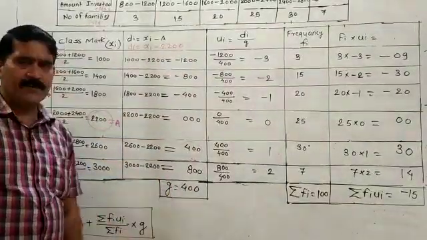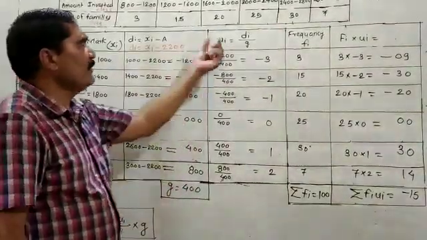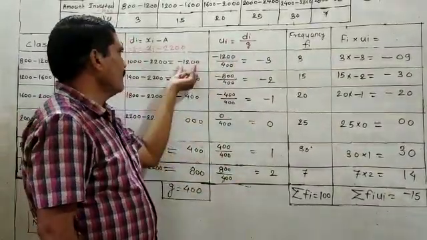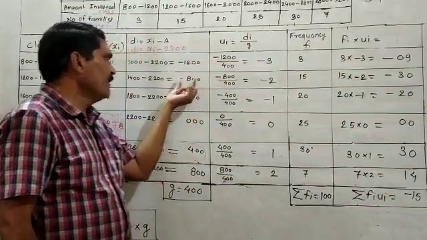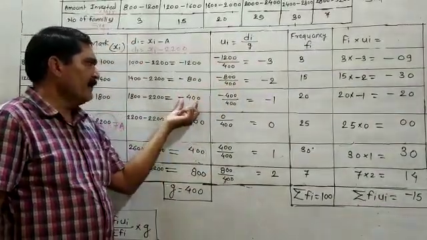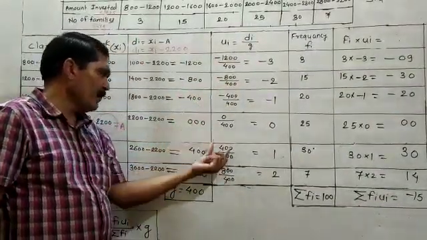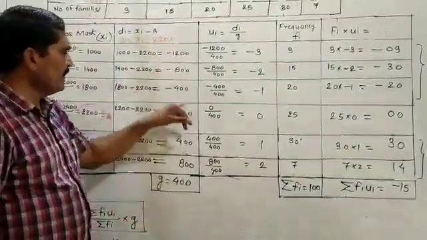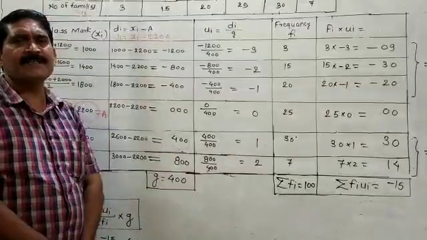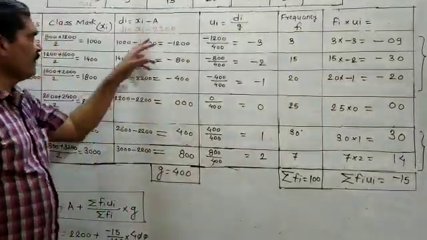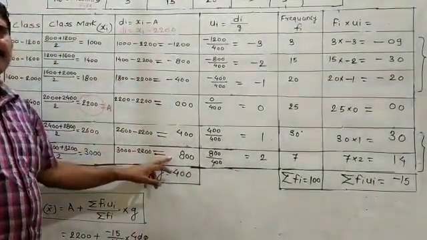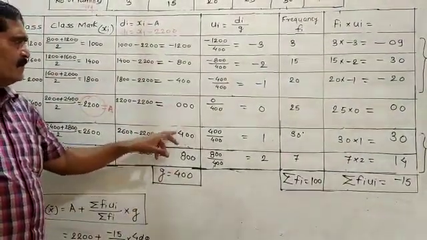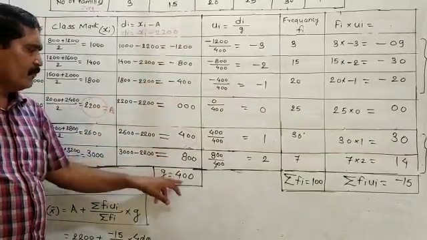Once you get the G, you have to find the ui. ui is equal to, our formula is di upon G. di is minus 1200 upon 400, minus 800 upon 400, minus 400 upon 400, 0 upon 400, 400 upon 400, 800 upon 400. Means you have to divide this di by G. G means greatest common divisor, and you have to find it from the column of di. Everybody understand?